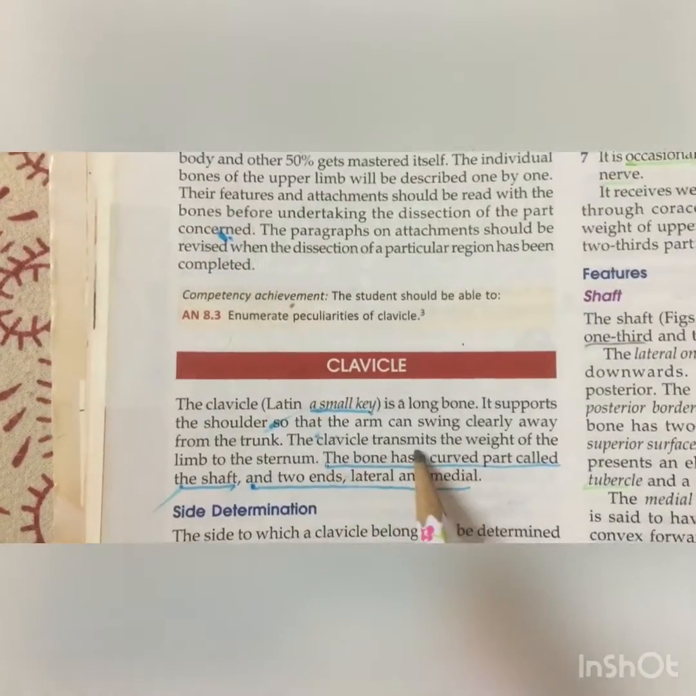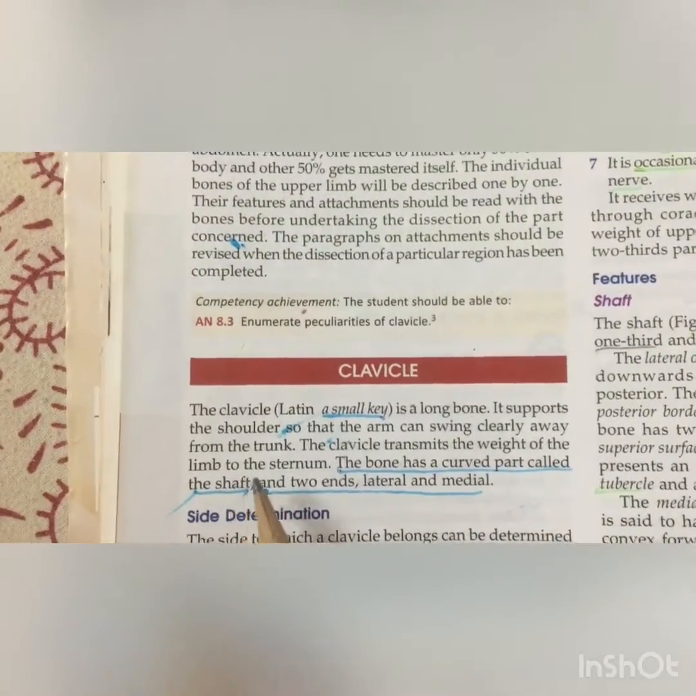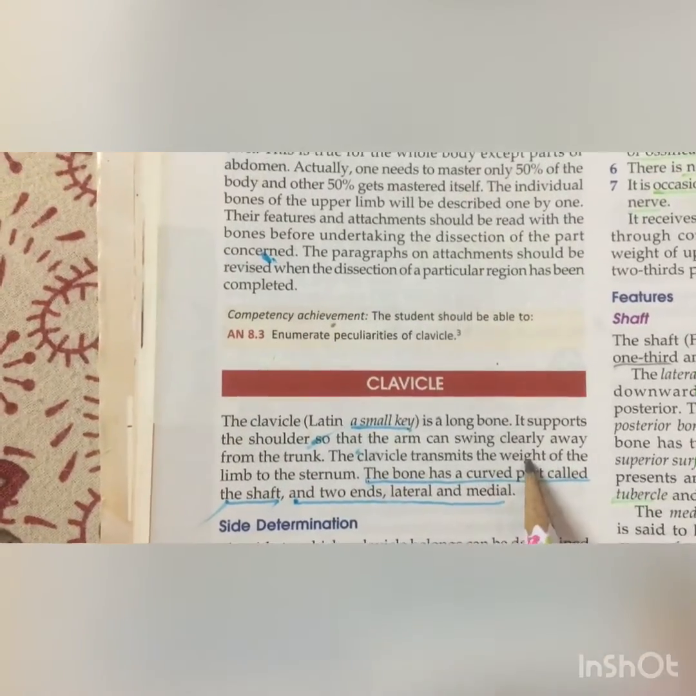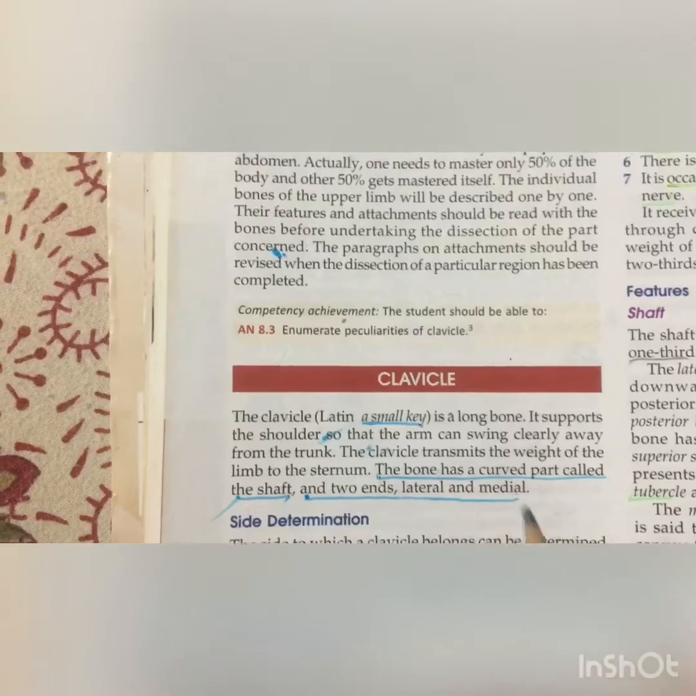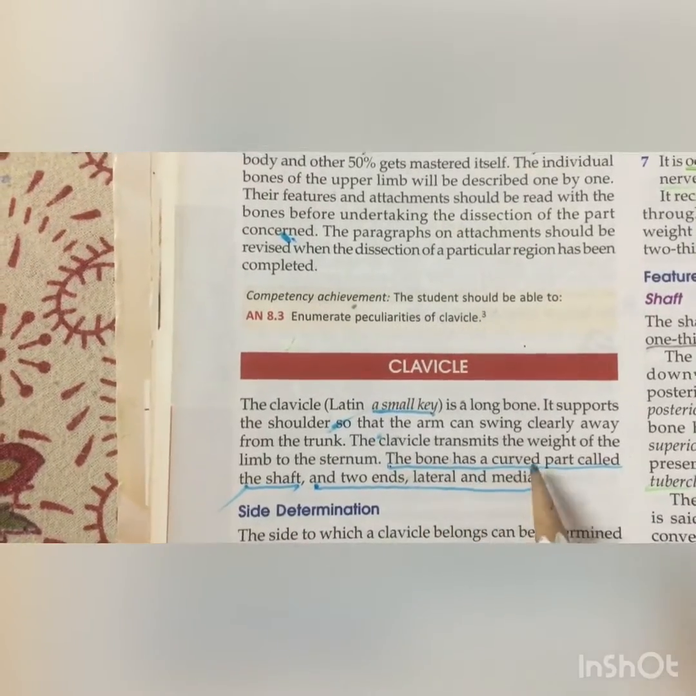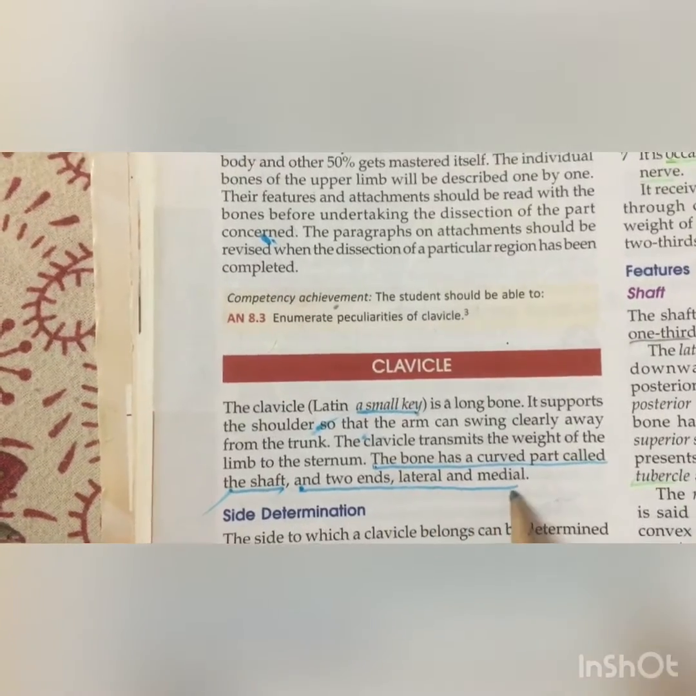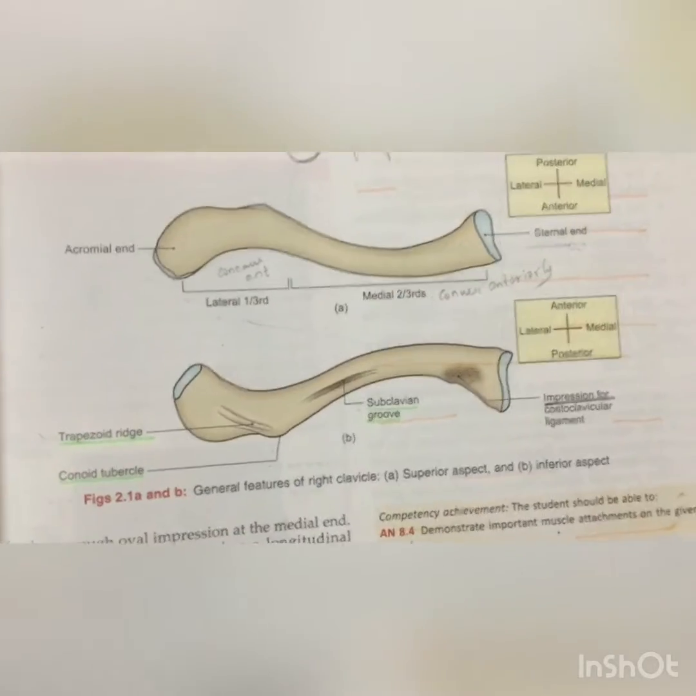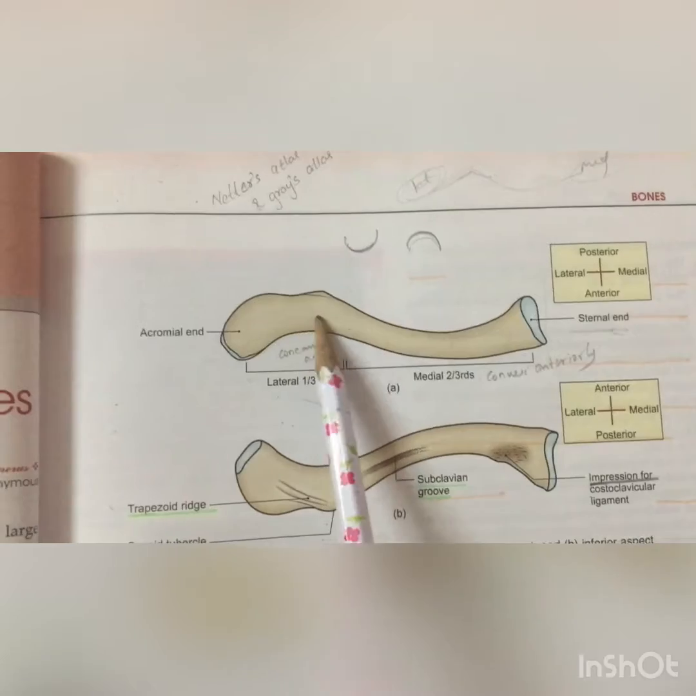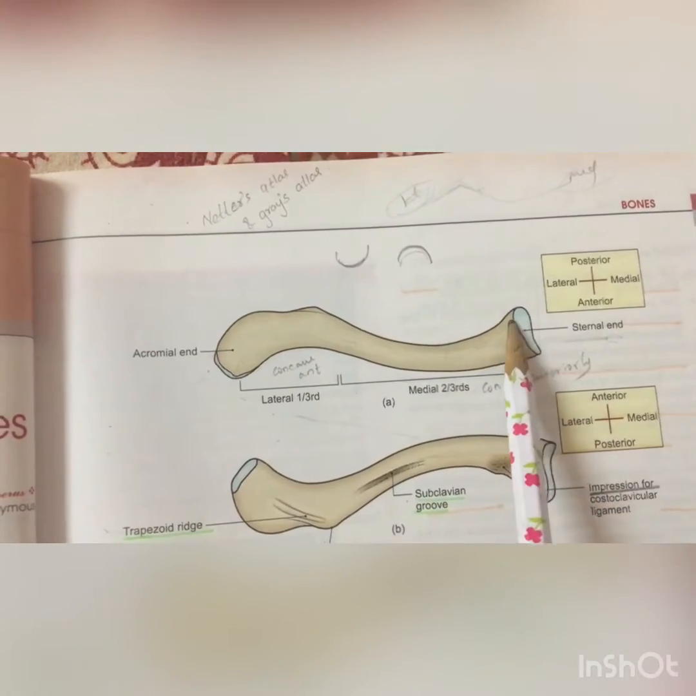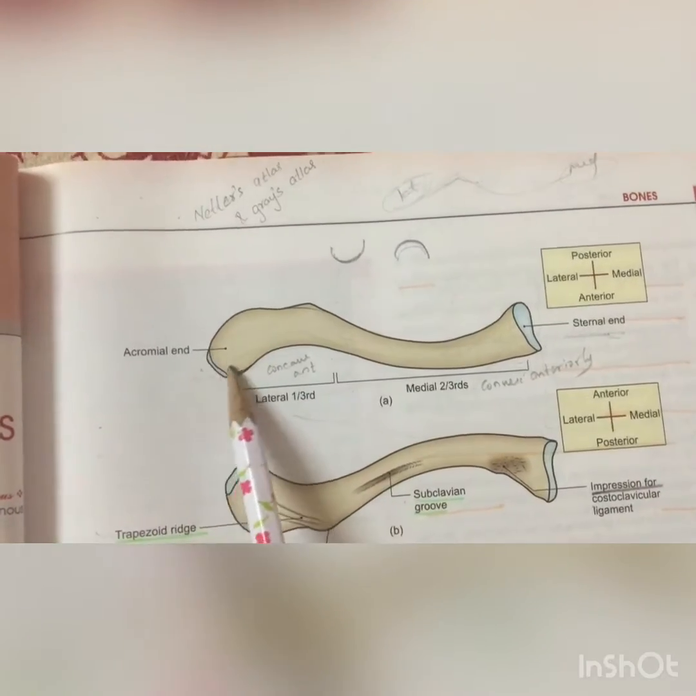The clavicle transmits the weight of the limb to the sternum. So the clavicle also helps to transmit the weight of our limb to the sternum. The bone has a curved part called the shaft and two ends, lateral and medial. Here in this picture, this is the shaft and these are the two ends. This is the medial end and this is the lateral end.